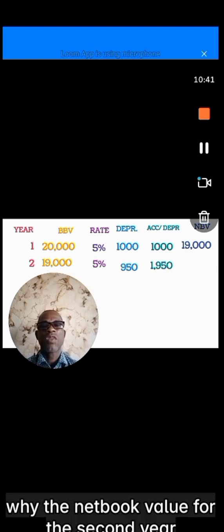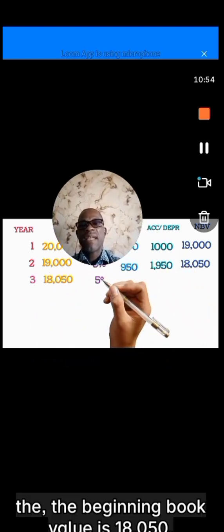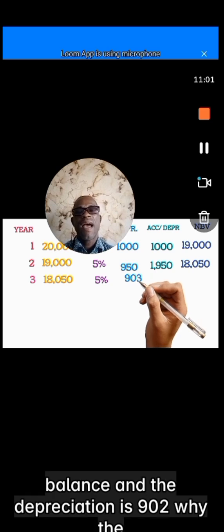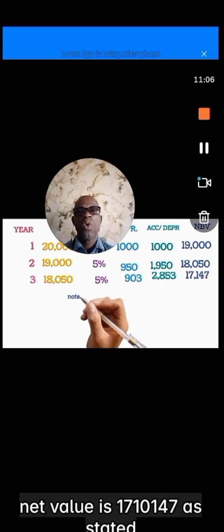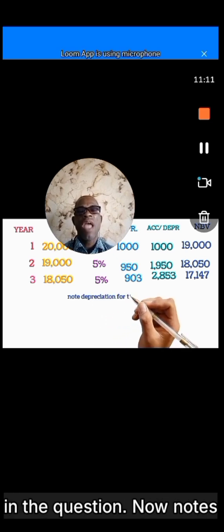That will give you 950. Then the accumulated depreciation is 1,950, while the net book value for the second year is 18,050. Then the third year, the beginning book value is 18,050. The depreciation rate remains the same, and the depreciation is 902, while the net book value is 17,147, as stated in the question.